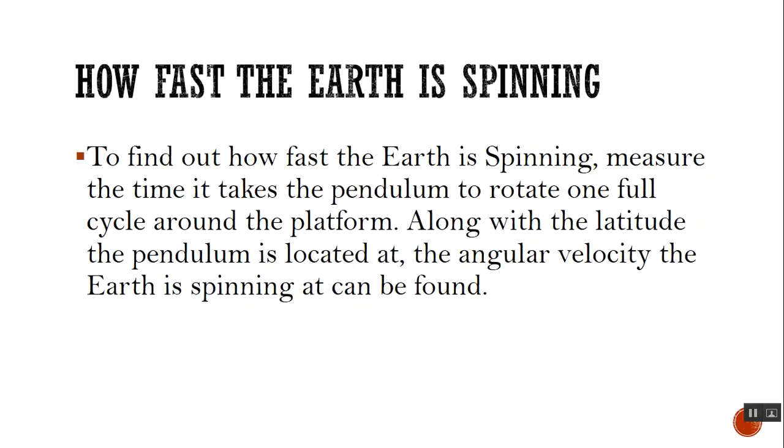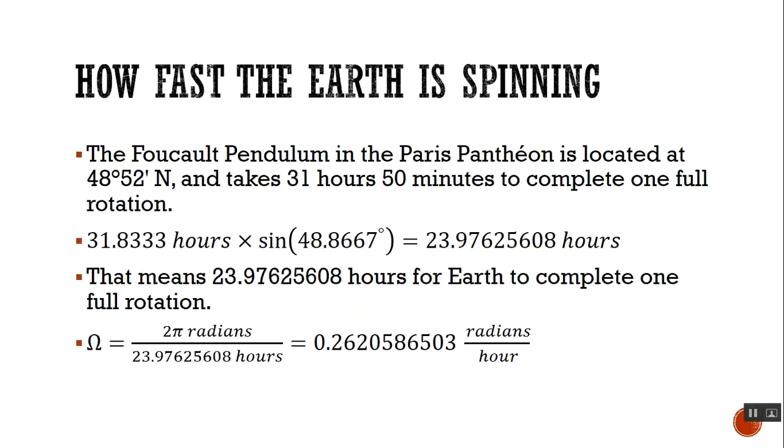To find out how fast the Earth is spinning, measure the time it takes the pendulum to rotate one full cycle around the platform. Along with the latitude the pendulum is located at, the angular velocity the Earth is spinning at can be found. The Foucault pendulum in Paris is located at 48 degrees 52 minutes, and it takes 31 hours and 50 minutes to complete one full rotation.